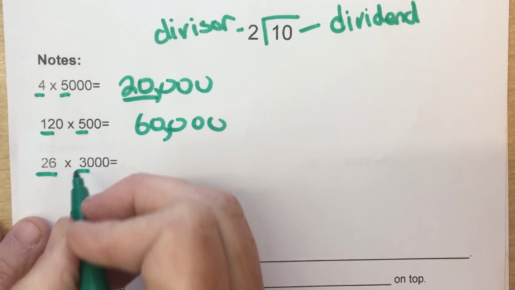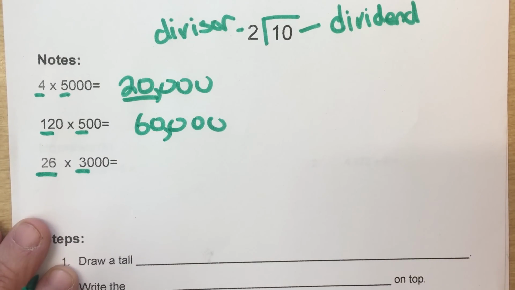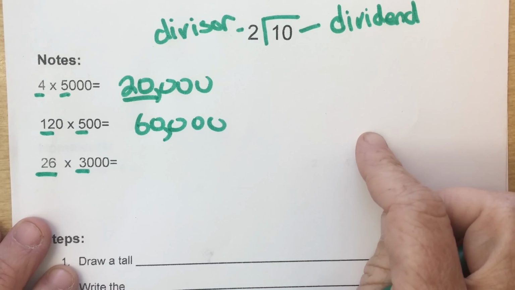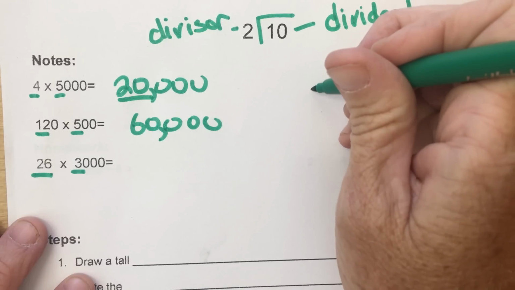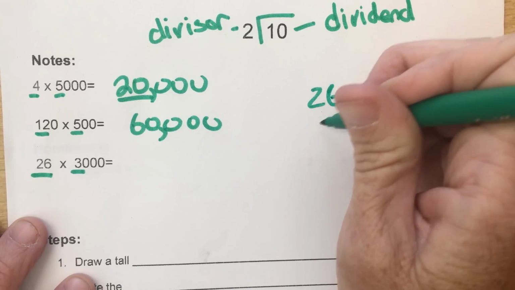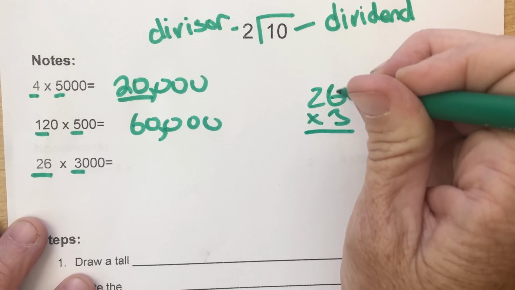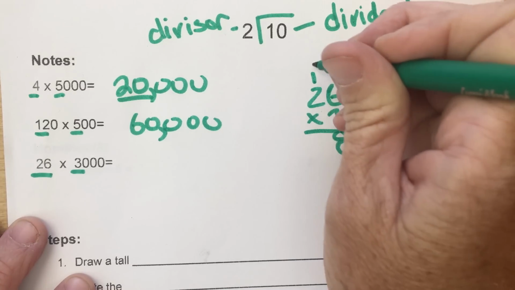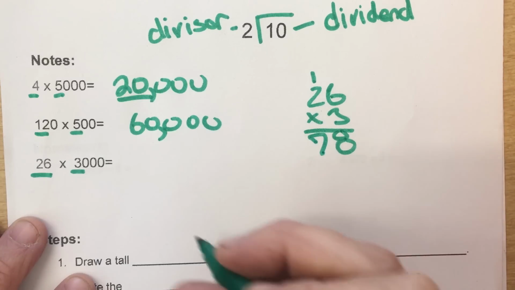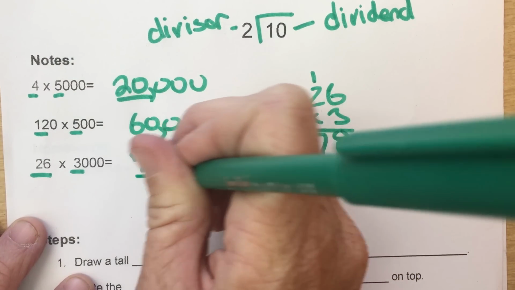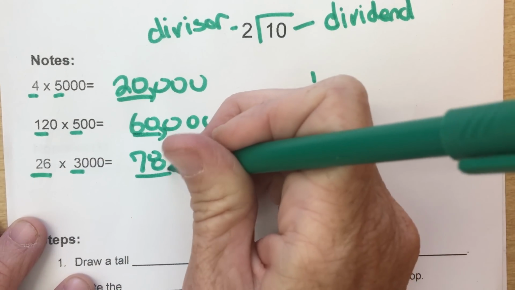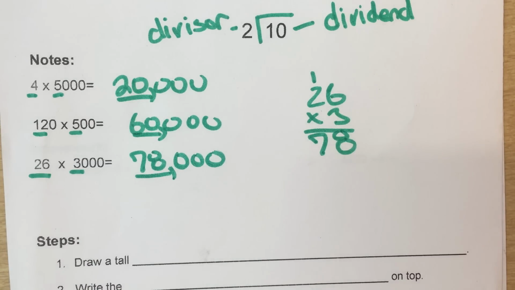This one's a little trickier. 26 times 3 I might not know, so you might need to do some side work. You could use the area model or the algorithm. I'm going to do the algorithm. What is 26 times 3? Well, 3 times 6 is 18, and I carry my 1. 3 times 2 is 6, plus 1 is 7, so 78. So I have 78, and I'm going to add 3 zeros. Remembering that will help you a lot today.